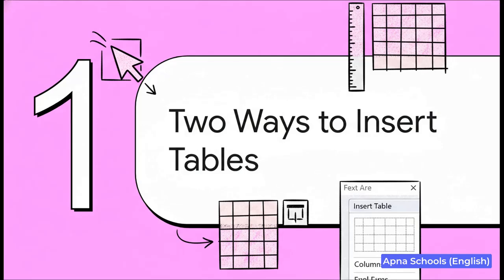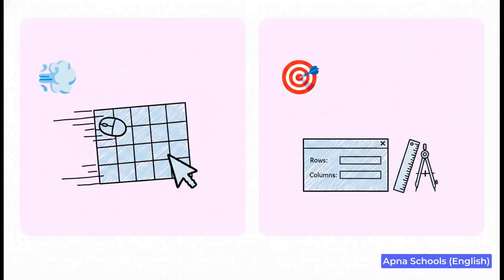Okay, let's get right into it. We'll start with the two most basic ways to create a table from scratch. This way you can pick the right tool for the job, whether you're looking for speed or for precision. So, you've got two great options here. The grid method is awesome. It's fast, it's visual, and it's perfect for when you need a simple table like right now. But for more control, the Insert Table dialog lets you define the exact dimensions you need from the get-go.